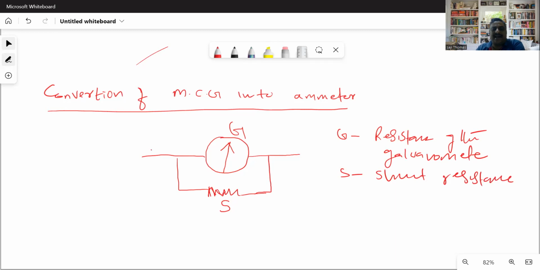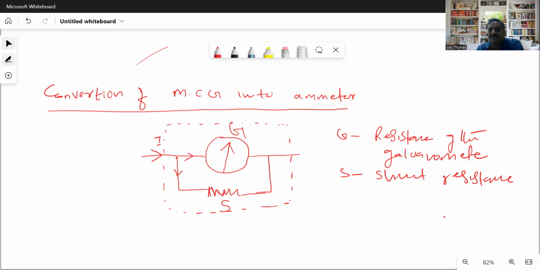Suppose a main current I is entering the galvanometer. This galvanometer and shunt together are known as an ammeter. That is why I put them in a dotted box. In the dotted box, galvanometer and shunt together are known as an ammeter. So, main current enters the ammeter. Since the shunt is in parallel, most of the current passes through the shunt only. A negligible amount passes through the galvanometer because it has very high resistance.